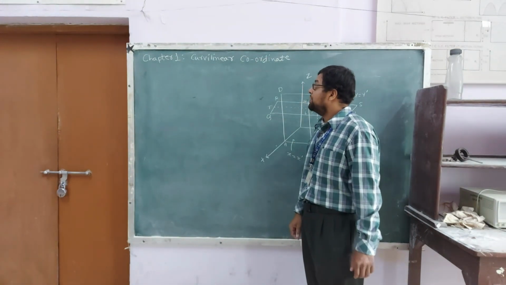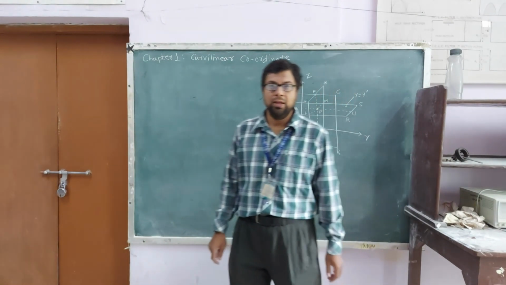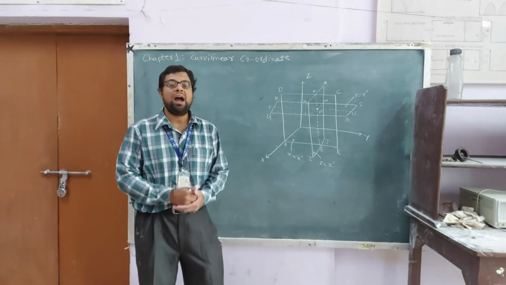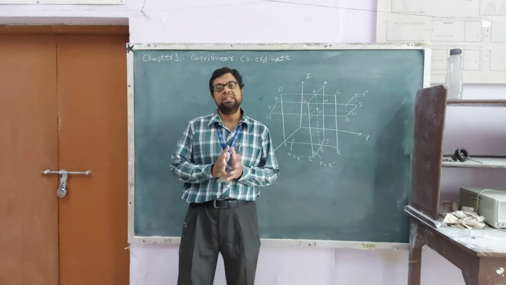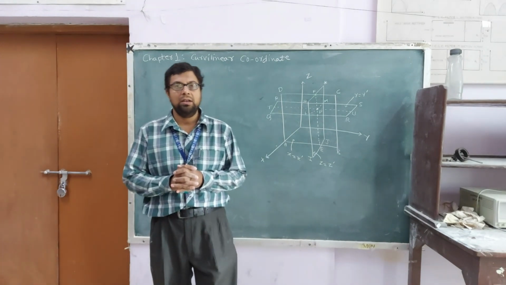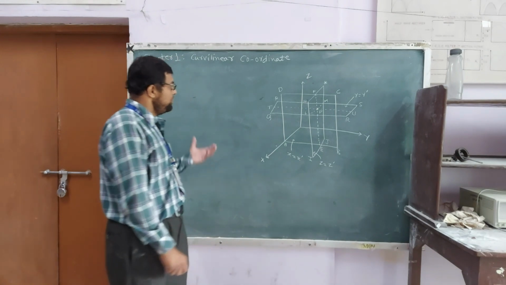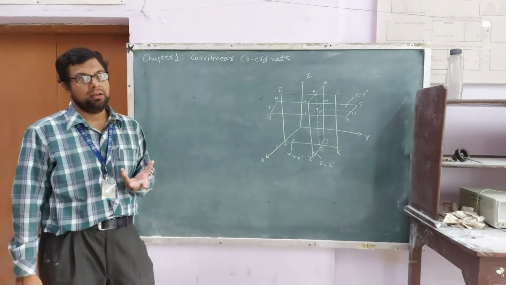Today we shall start our chapter number 1, that is Cartesian coordinate system. So first of all we should know what is a coordinate system and why it is required. Say for example, if we want to specify the position of a particle or position of any object, then what happens? We need some reference point to specify the position.